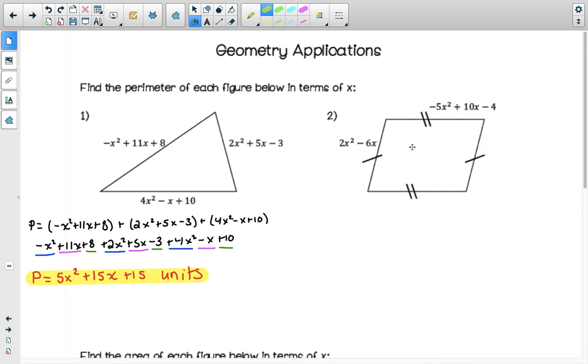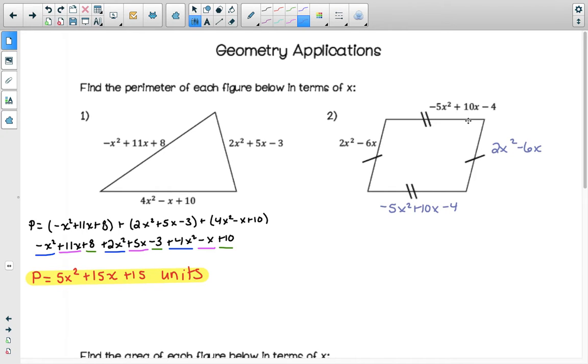For question 2, we want to find the perimeter. We have tick marks on our parallelogram here. So one tick mark has 2x squared minus 6x. That means that the other side, which has one tick mark, also is 2x squared minus 6x. The top that has 2 tick marks is going to be congruent to the bottom, which also has 2 tick marks. So we have negative 5x squared plus 10x minus 4 on the bottom as well.